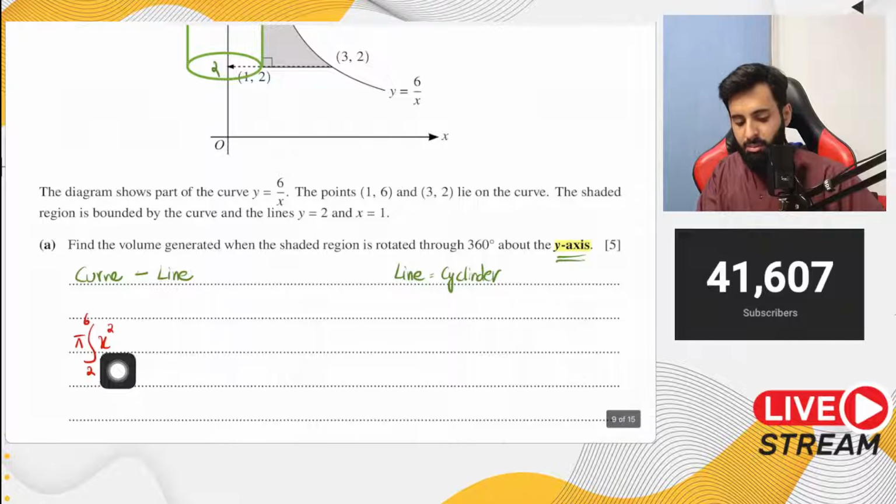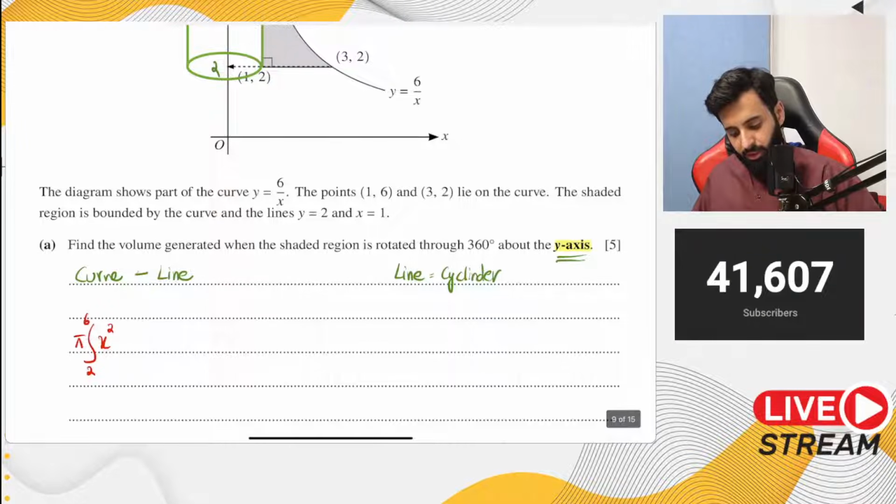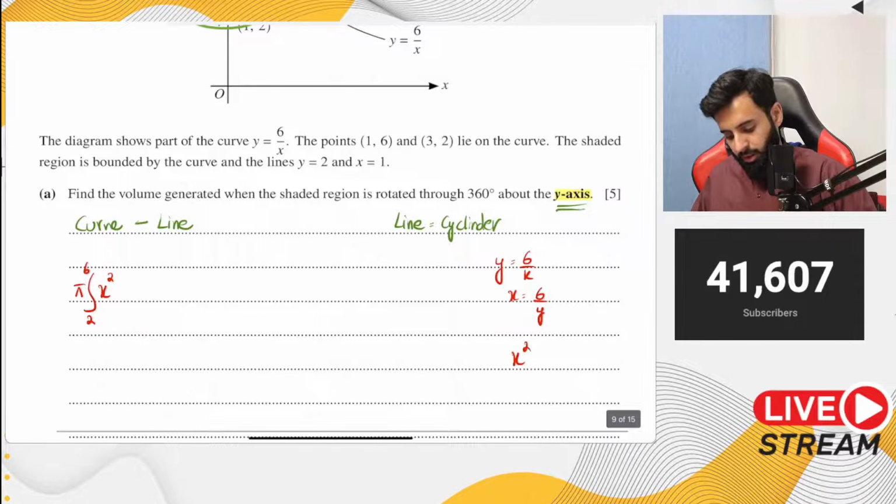The objective is that somehow you have to find x squared. Now let's see how x squared will come. So you can see that y equals 6 upon x. That means if you make x the subject, x equals 6 upon y, which means if you square it, you're looking at 36 upon y squared.